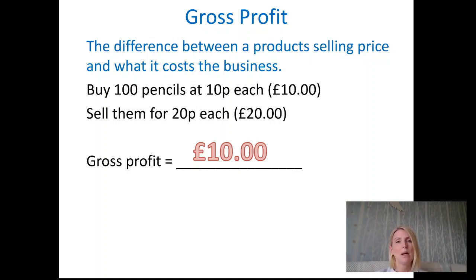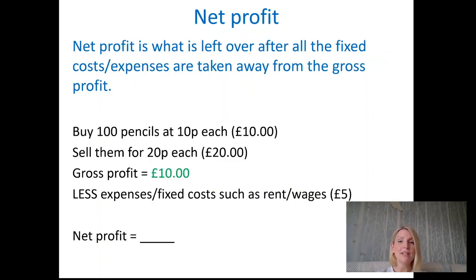Simple. But there are other expenses that we need to factor into this equation, and that's where net profit comes in. Net profit is the profit that's left over after all fixed costs and expenses have been taken away from gross costs. So it's all associated costs and expenses.